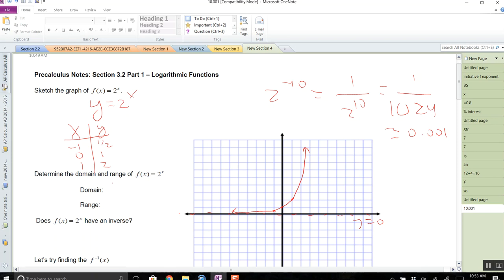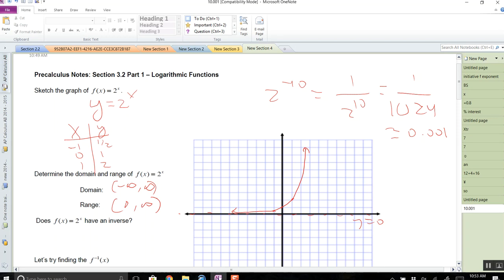So what this tells us is that our domain won't have any restrictions, right? You can do whatever you want. The range, however, is restricted. And what's the range going to be for this graph? Good. So a lot of this should be a review, right?